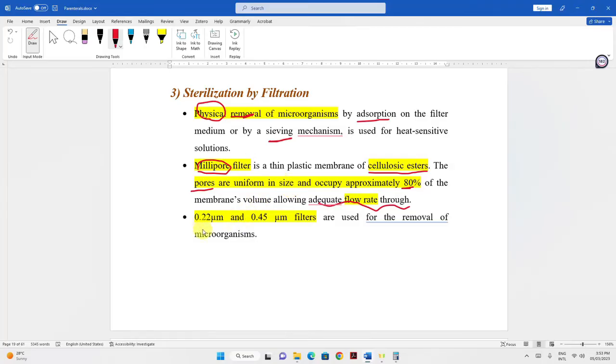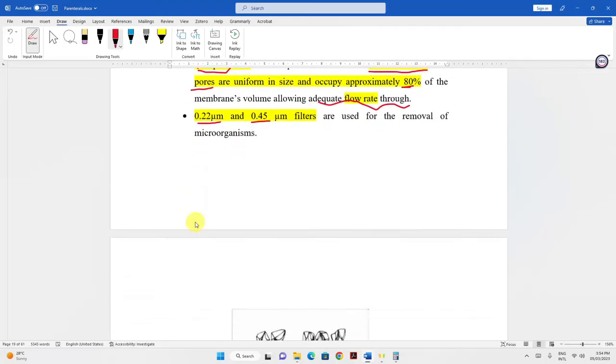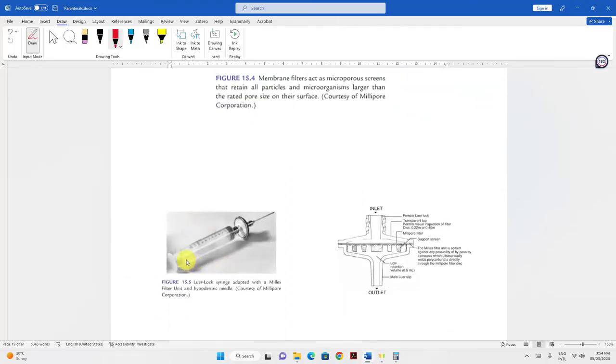The size of the pores in the membrane that we usually use for sterilization is 0.22 micrometer and 0.45 micrometer. These are the filters that we usually use to remove microorganism. You see here you have a syringe, and to that syringe is attached, through luer lock, the one that you rotate into the syringe, this filter assembly. You can use it to draw materials through the filter. So this is a way of filtration.